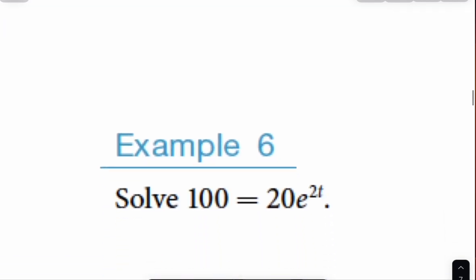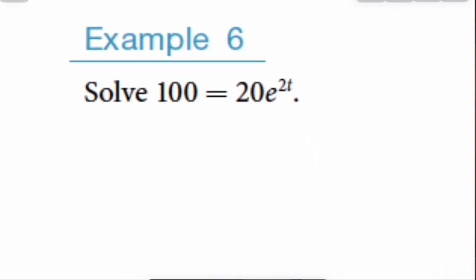This next one looks difficult, but it's not. If one side has a power on it, one side doesn't, your goal is to get the thing with the power by itself, okay? So let's get rid of this 20. Let's divide both sides by 20. So we're going to divide both sides by 20, and I think it should be a 2t power. Anyway, we're going to divide both sides by 20 so that we can get that e to the t all by itself. Okay. So 100 divided by 20 is 5.